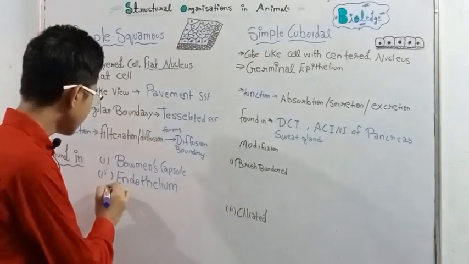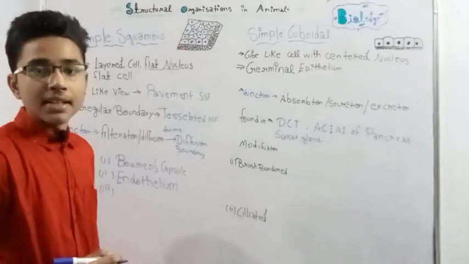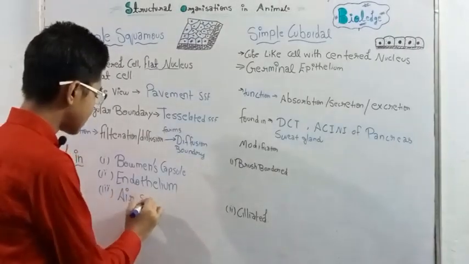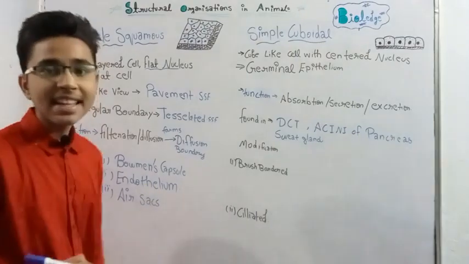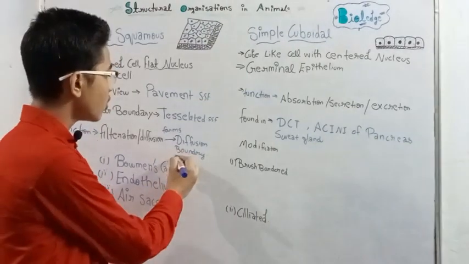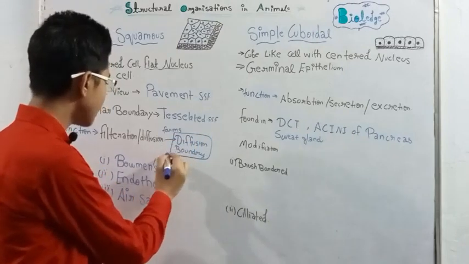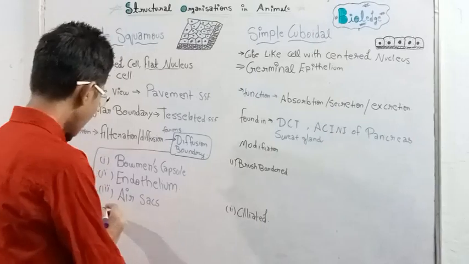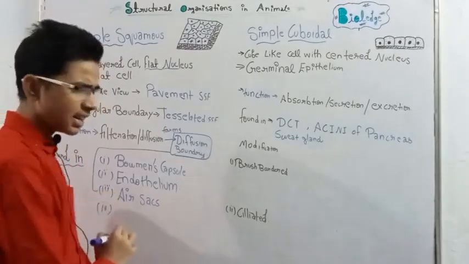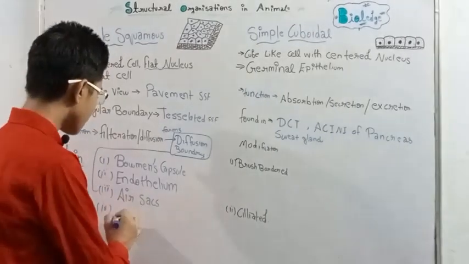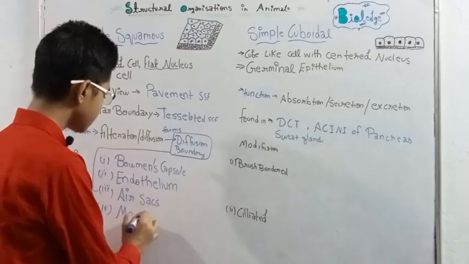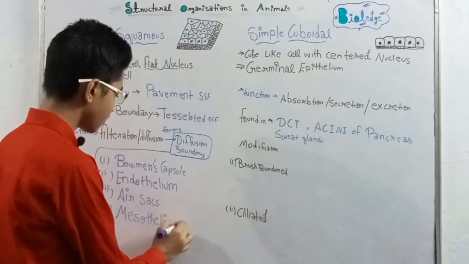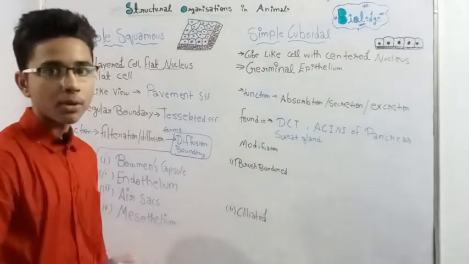Next location is that they are found in air sacs, the alveoli. So they can easily form the diffusion boundaries. That's why they are also found in these air sacs or the alveoli. Next and the last location, I think, is going to be the mesothelium. So these are about the locations.